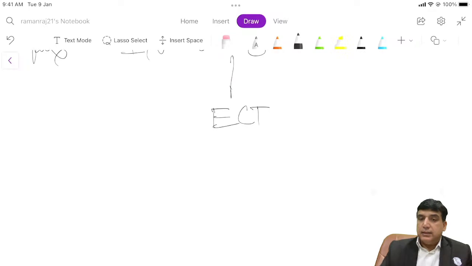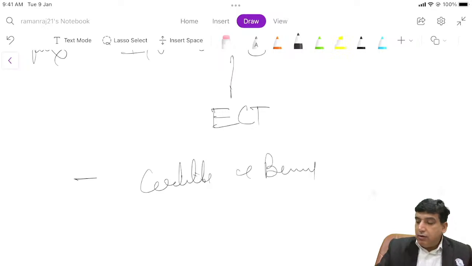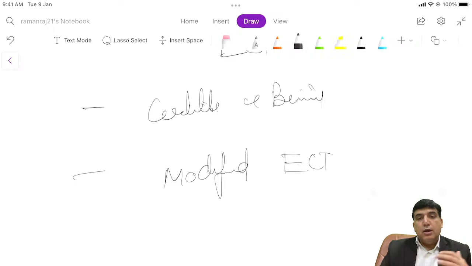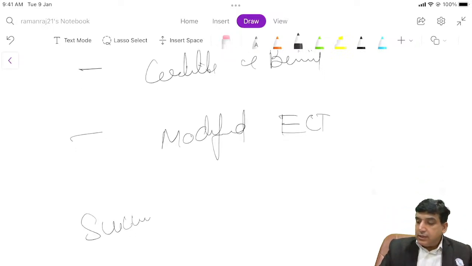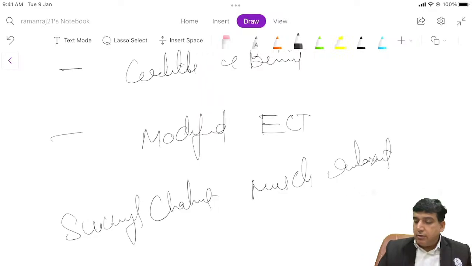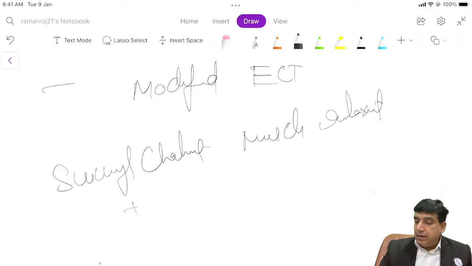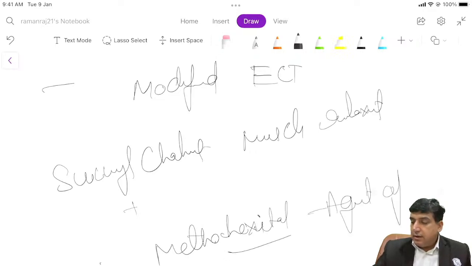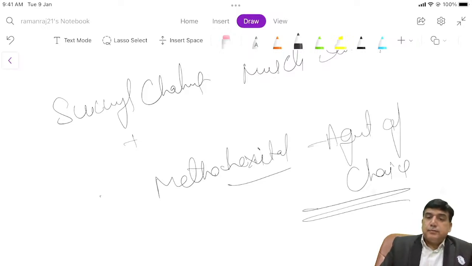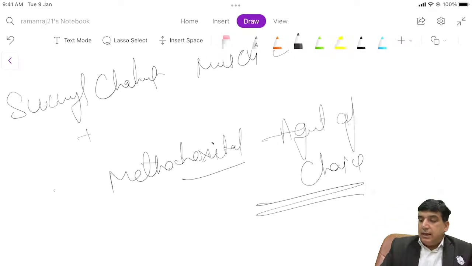Okay, they can ask a few MCQs about ECT. ECT was given by Cerletti and Bini. We have unmodified ECT and modified ECT. Modified ECT means ECT under the cover of anesthesia, and in anesthesia we give what? Succinylcholine. Okay, it's a muscle relaxant. And we also give methohexital, which is the anesthetic agent of choice in ECT. If they ask about succinylcholine, we use it as a muscle relaxant.